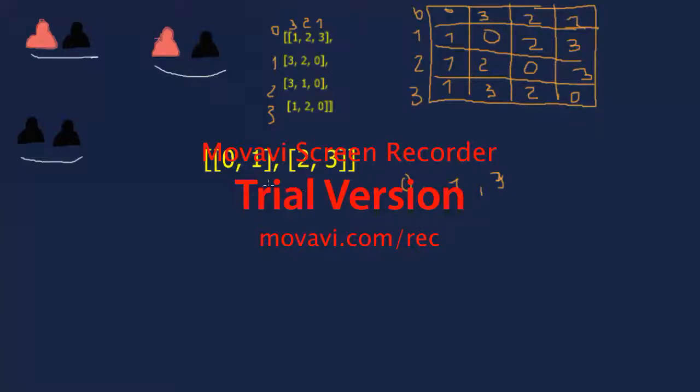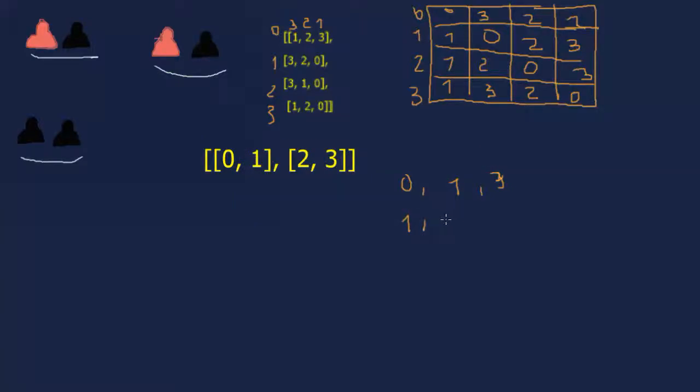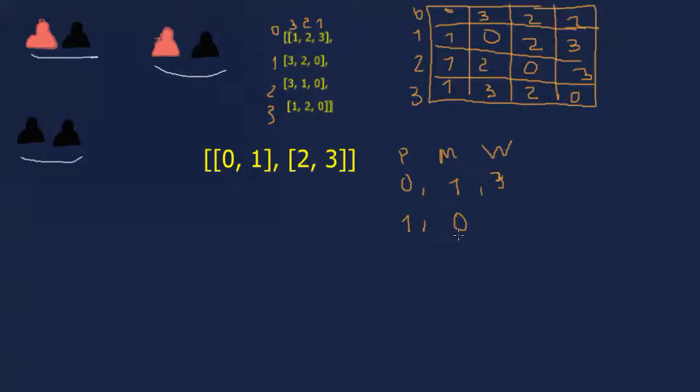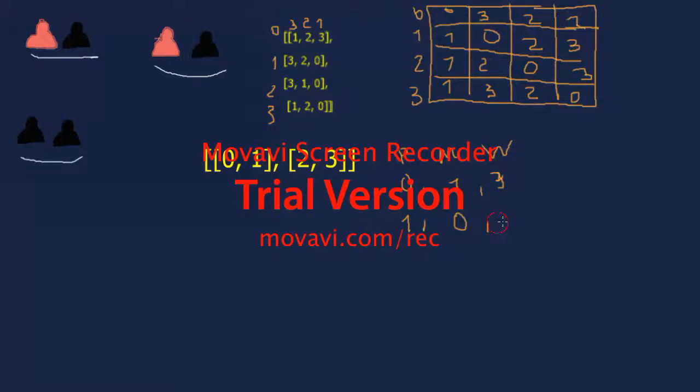Next, we check 1. 1 is with 0. This is the person, this is the match, and this is the weight. So, okay, we check then the person 0, the person 1. We know that this couple is match is 0. So let's see its weight. We go to 1, we check 0, the weight is 1.